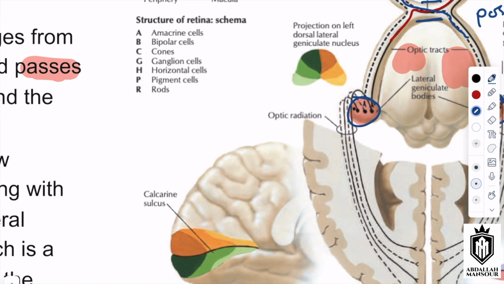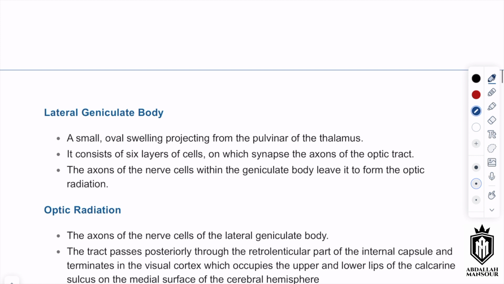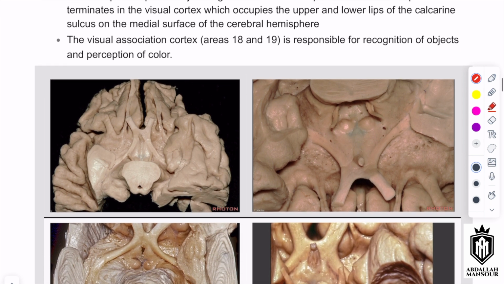To talk about the lateral geniculate body briefly as well. It's a very small oval swelling from something called the pulvinar of the thalamus. So it's part of the thalamus. It's formed of 6 layers, and axons will synapse into the lateral geniculate body, and the axons of the neurons within it will leave it to form the optic radiation. All right. The optic radiation is the termination of these fibers, and it's responsible for identification of imaging and correcting the imaging. So this is responsible for giving you the final image, and this is area 18 and 19 in your cerebrum.